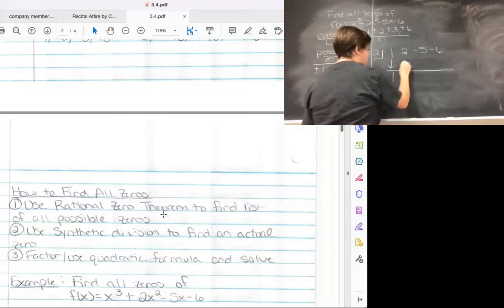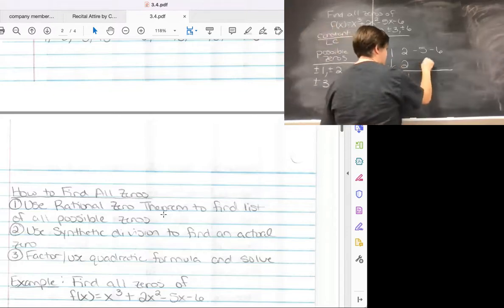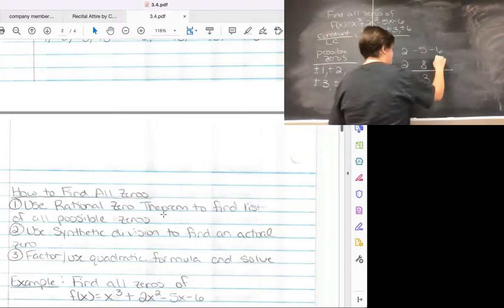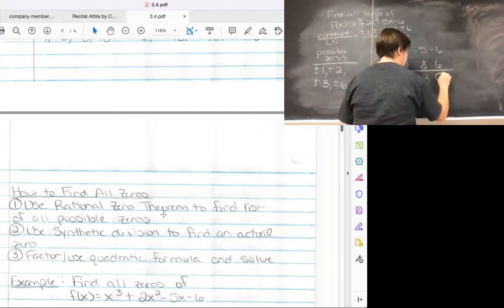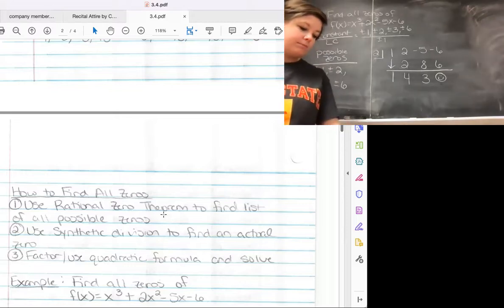2 times 1 is 2. Add down, that gives me 4. 2 times 4 is 8. Add down, that gives me 3. 2 times 3 is 6. Add down, and that gives me 0. Yay. So 2 is a 0. That is a solution. So that's great.